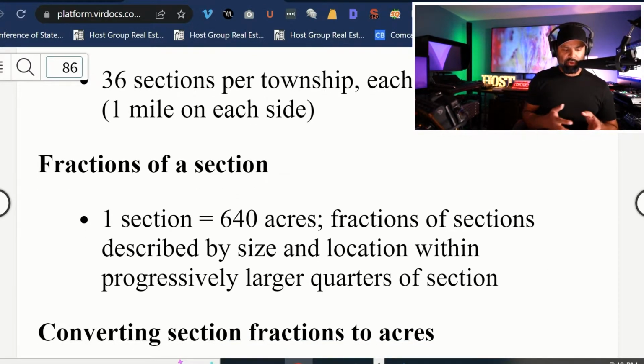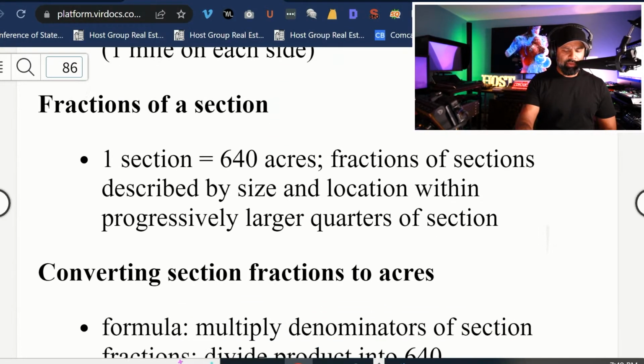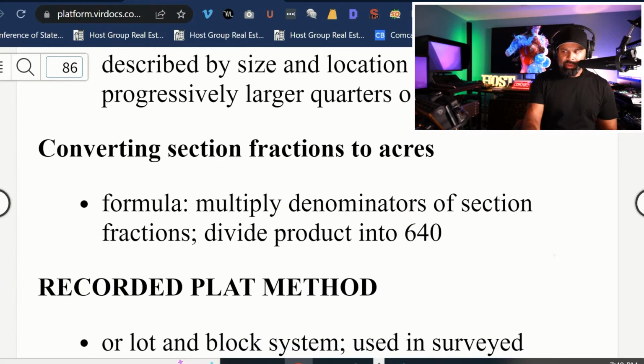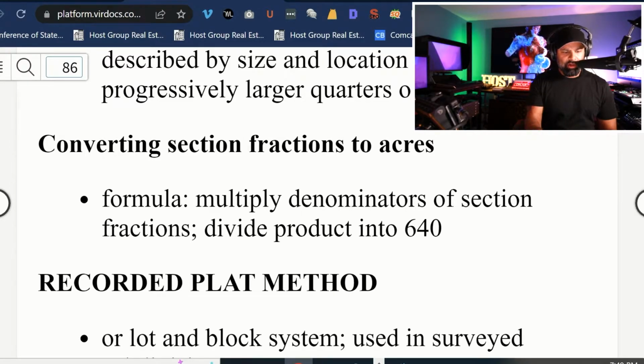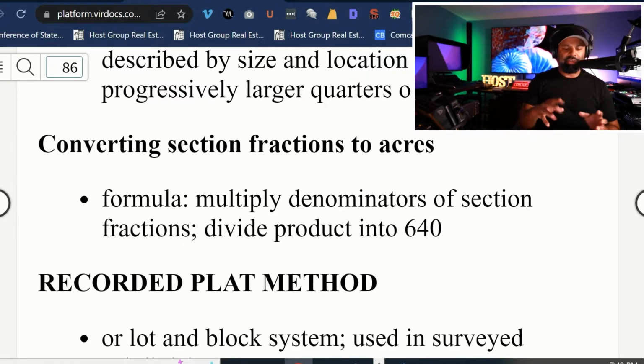Fractions of sections are described by size and location within progressively larger quarters of the section. And then how do we do the math? Well, to convert section fractions to acres, the formula is multiply the denominators of the section fractions and then divide the product into 640. Okay?